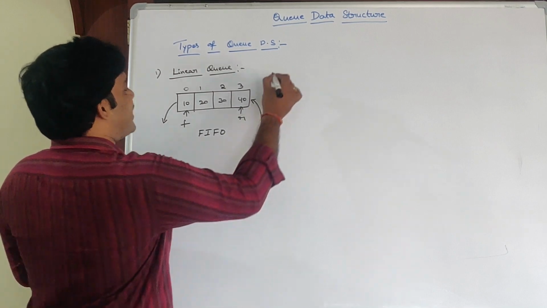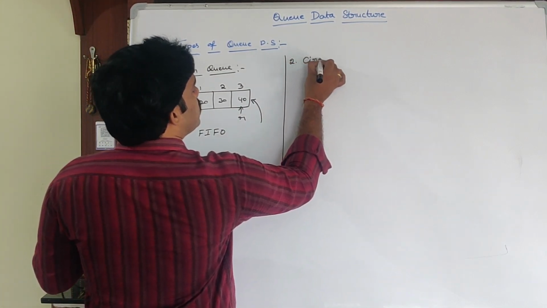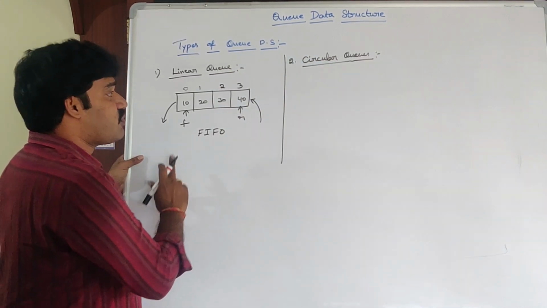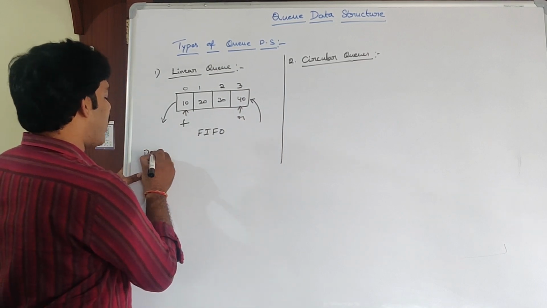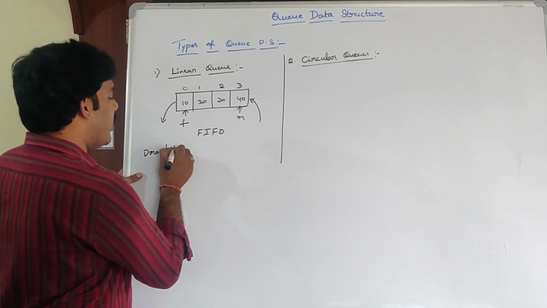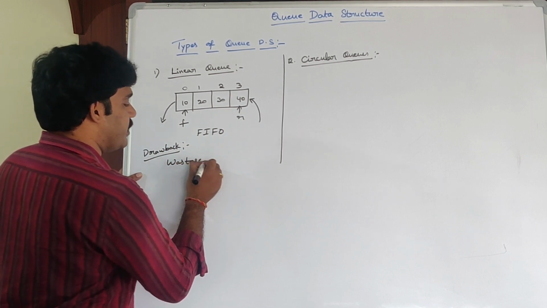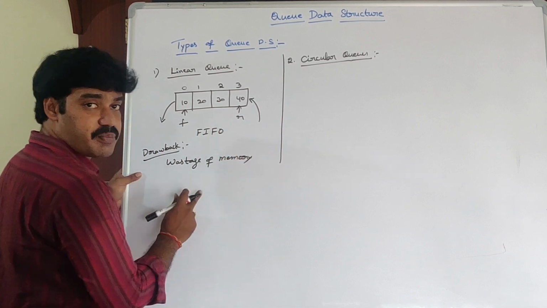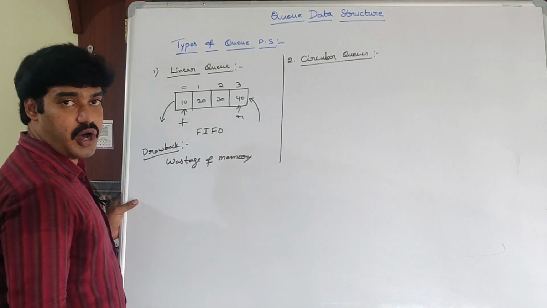Next, second kind of queue data structure is circular queue. Queues have one drawback. That's why we have to go for the concept of a circular queue. So what is the drawback of a queue data structure? Wastage of memory. This is the drawback of a queue data structure. To overcome this drawback, we have to go for the circular queue concept.